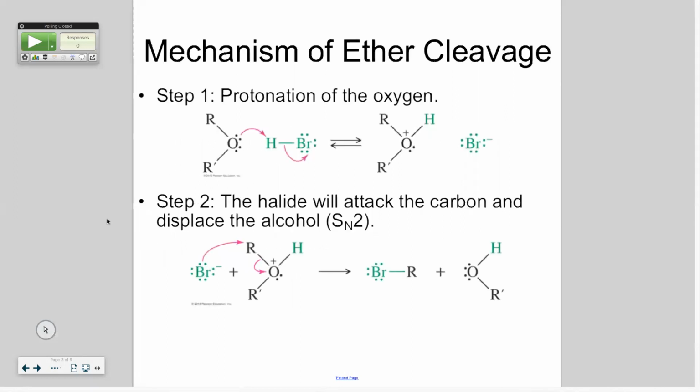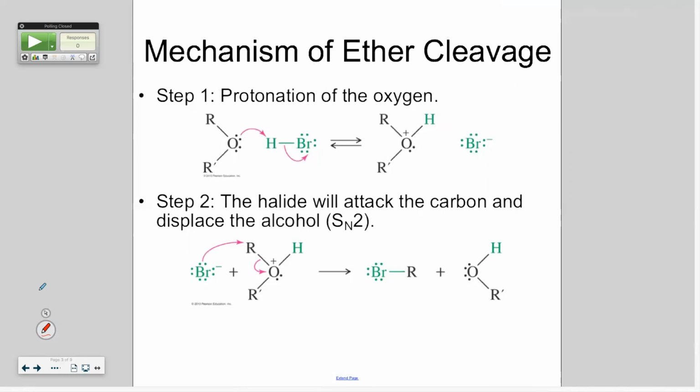Okay, so when you do this, the first thing that happens is you protonate the oxygen of the ether. When you protonate, remember, the electrons are reaching out and plucking the hydrogen. They're like plucking it off.